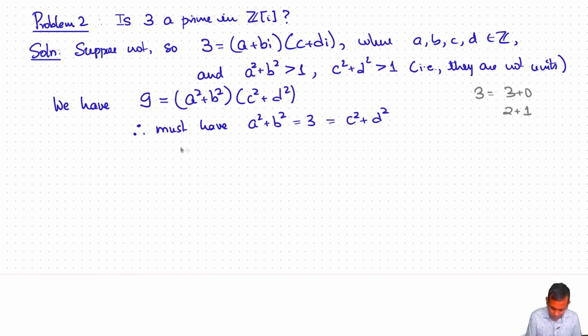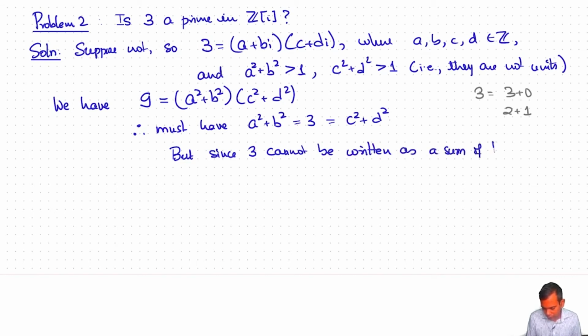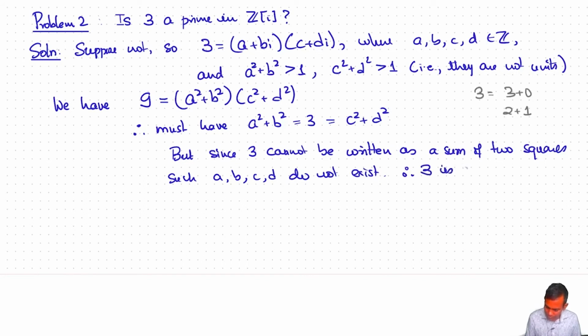So what we get is, since 3 cannot be written as a sum of two squares, such a, b, c, d do not exist. Therefore, 3 is a prime in Z[i]. 3 is a prime in the integers, it's also an integer in Z[i].